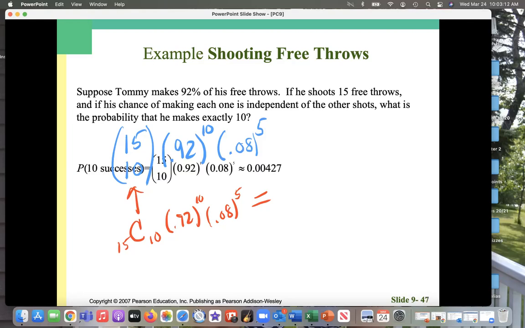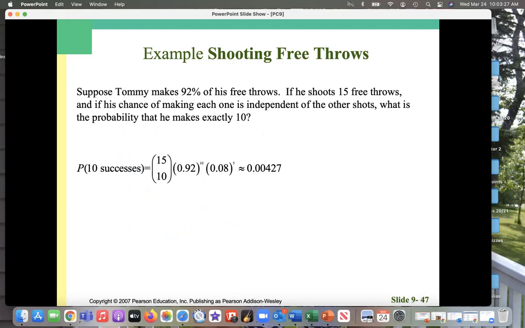0.00427. 0.00427? Yeah. All right, and I can get rid of all that stuff there. But you can say they wrote it out the same way I did. 10 makes, 5 misses. Okay. 10 makes and 5 misses.